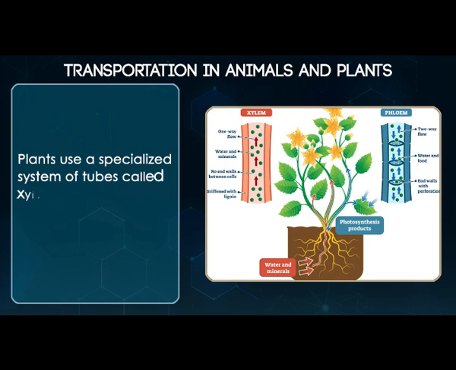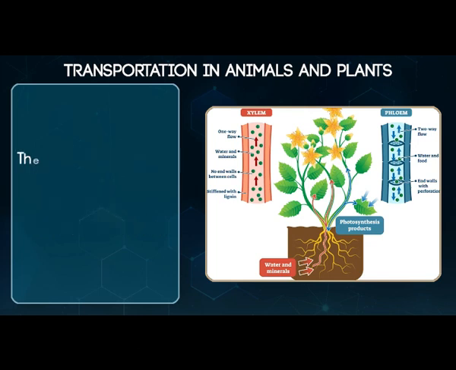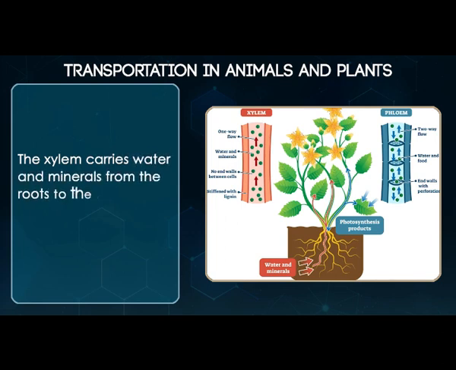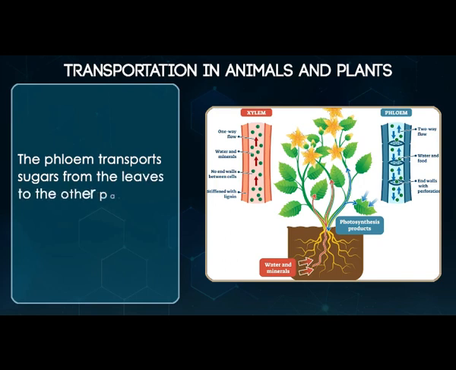Plants use a specialized system of tubes called xylem and phloem to transport water, minerals, and nutrients. The xylem carries water and minerals from the roots to the leaves of the plants. The phloem transports sugars from the leaves to the other parts of the plant.